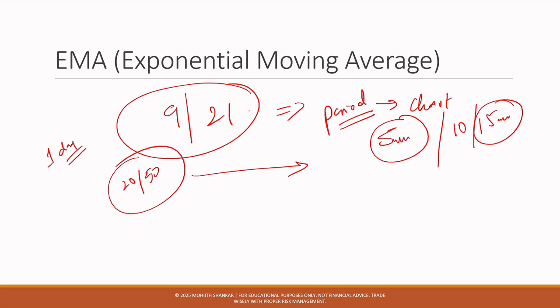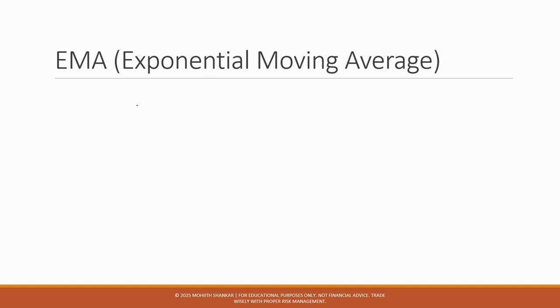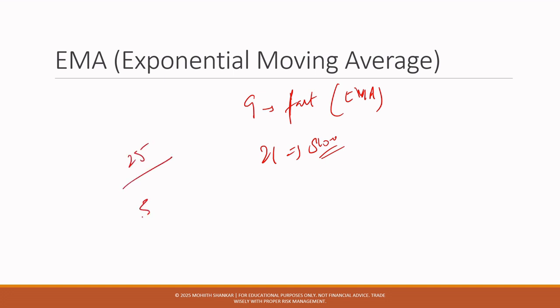Now what does this say in case of an exponential moving average? In case of 9 and 21, 9 is called a fast exponential moving average, and 21 is a slow one. When I use a combination of 25 and 50, this becomes the fast and this becomes the slow moving average. It's relative. So 25 becomes fast and 50 becomes slow. Similarly, if I use 9 and 21, 9 becomes the fast moving average, 21 becomes the slow moving average.